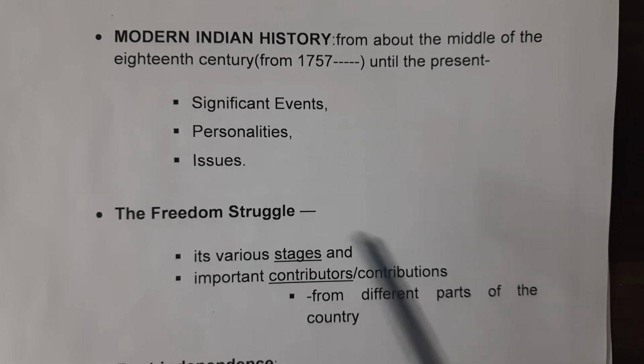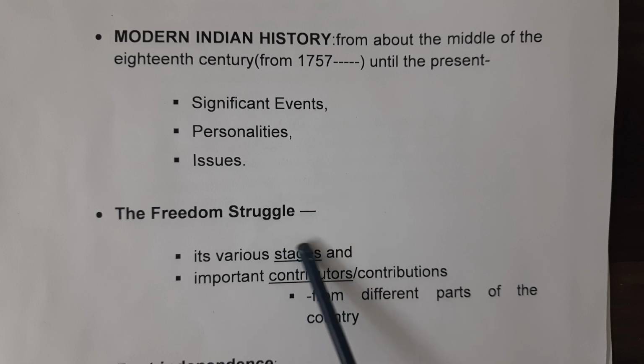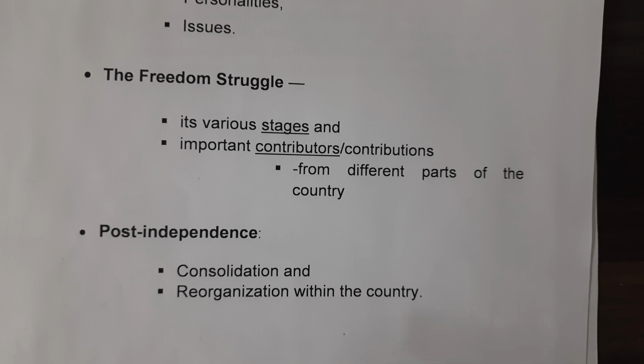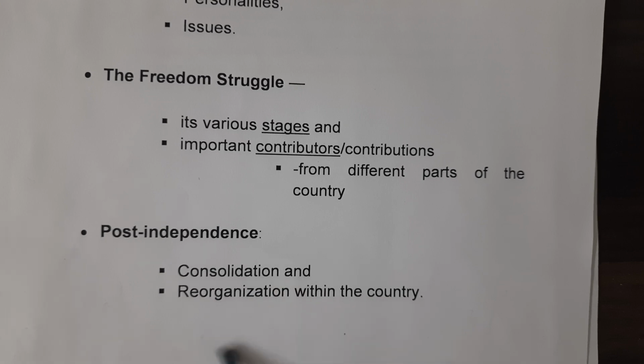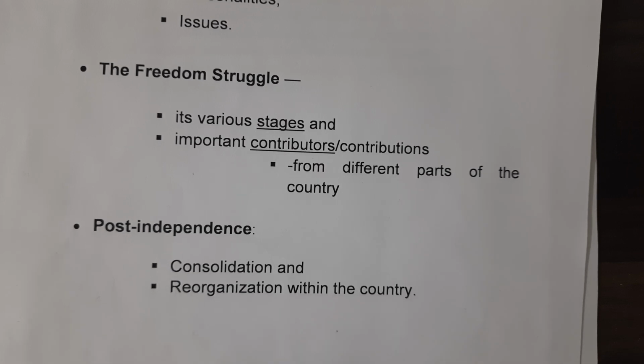Then see, this is always happening from 1757. Then you're going to the freedom struggle, that stage 1947 you reach, and after that, after the independence, the consolidation and reorganization within the country. So these things are coming. So after independence also you can divide it into Nehru era. So under Nehru, what all things were happening, like the princely states integration, then a lot of things in the foreign policy, all those things you can make under Nehru era.